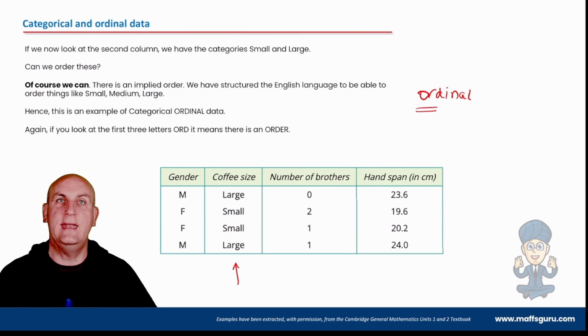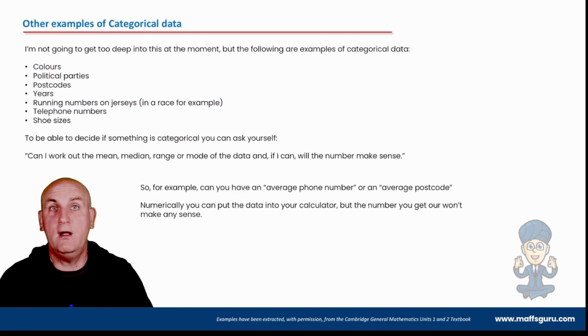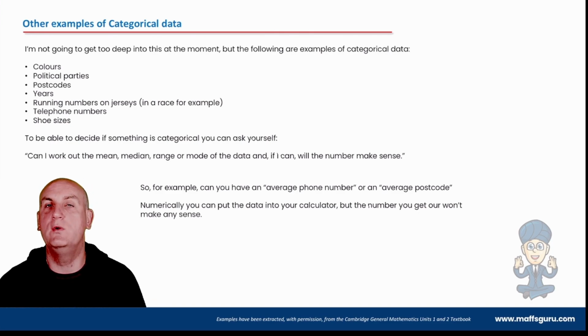Okay, so again, now we should be in a situation where I've got some questions coming up that I should be able to say, well, is that categorical? Is it nominal? Is it ordinal? Can I put it in an order? Now, there are other examples of categorical data, lots and lots of them, and I put these in your summary book. It's not an exhaustive list, and every time you come across a new one in a question, write it in your summary book.